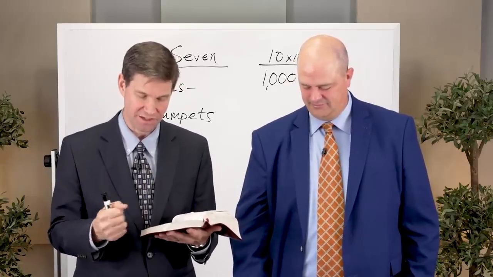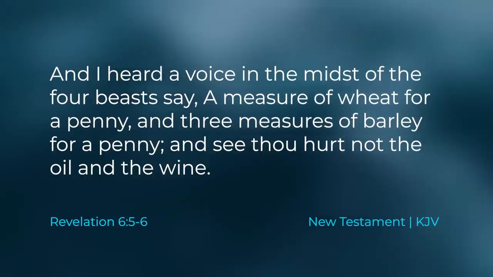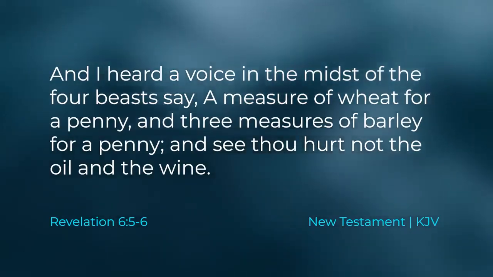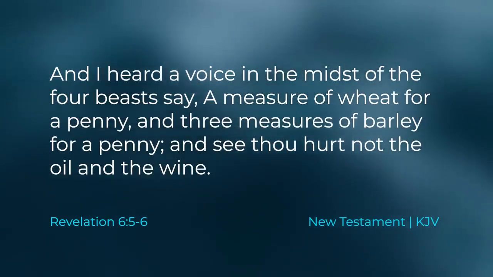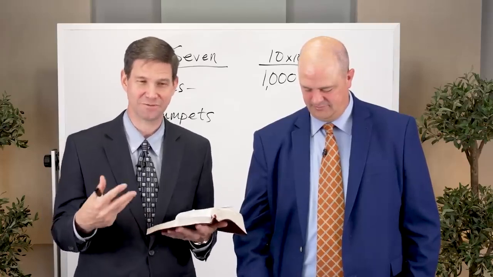And then the third, in verse 5, is riding on a black horse. And he that sat on him had a pair of balances in his hand. And I heard a voice in the midst of the four beasts say, a measure of wheat for a penny, and 3 measures of barley for a penny. And see, thou hurt not the oil and the wine. Seems to be a period of intense famine.